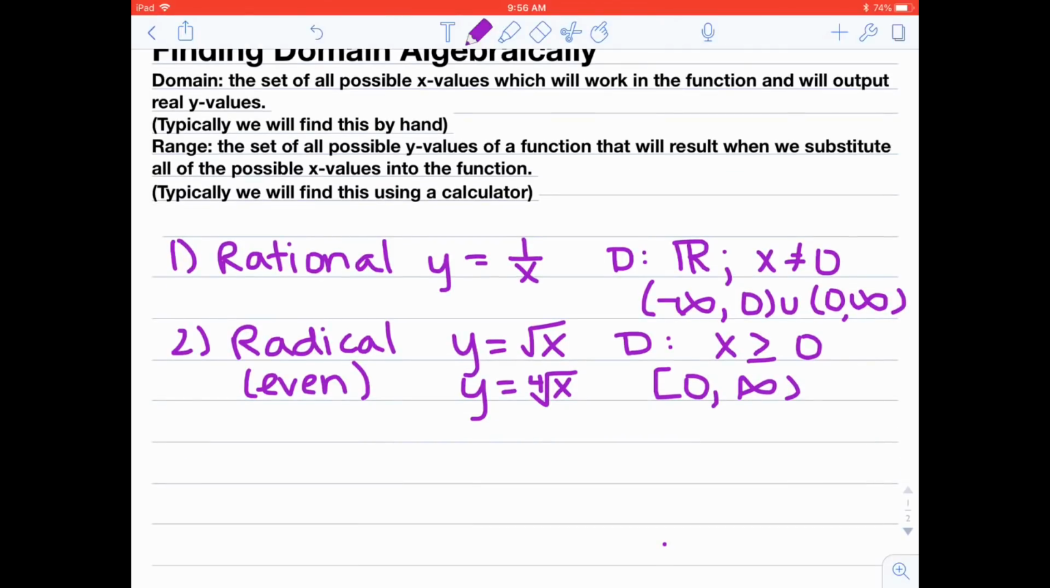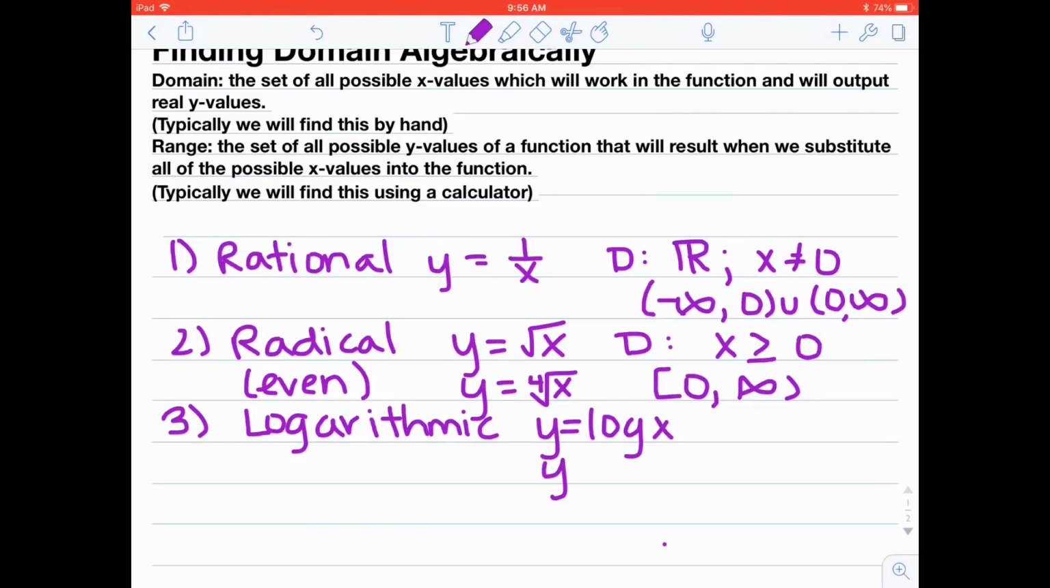All right, and then one last type of function we have that has a limited domain that a lot of people don't really think about is a logarithmic function. So again, a couple examples of that, we could have y equals log of x or y equals ln x. Those are two very common parent functions for log functions. And here, you might not remember this, but you cannot take the log of 0, and you cannot take the log of a negative number.